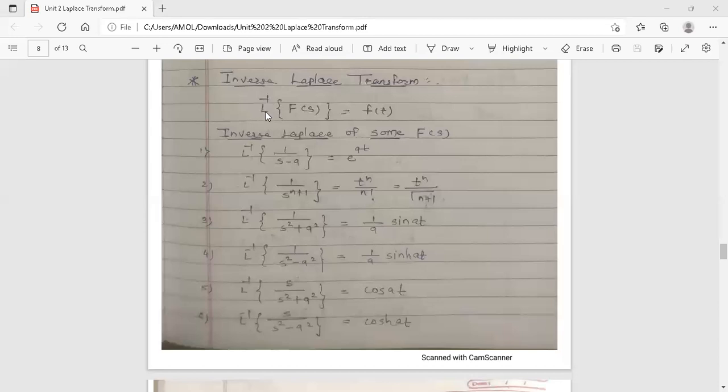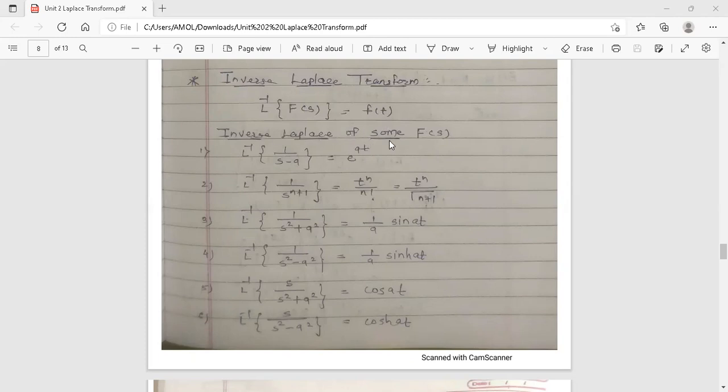L raised to minus 1 is the operator, or notation, used for inverse Laplace transform. So the inverse Laplace transform of F of s is equal to f of t. For a function f of t, we find the Laplace transform, it is always F of s. And when we find the inverse Laplace transform, the reverse process, we find the inverse Laplace transform of the function F of s, and it is equal to f of t. Reverse of Laplace transform is inverse Laplace transform.